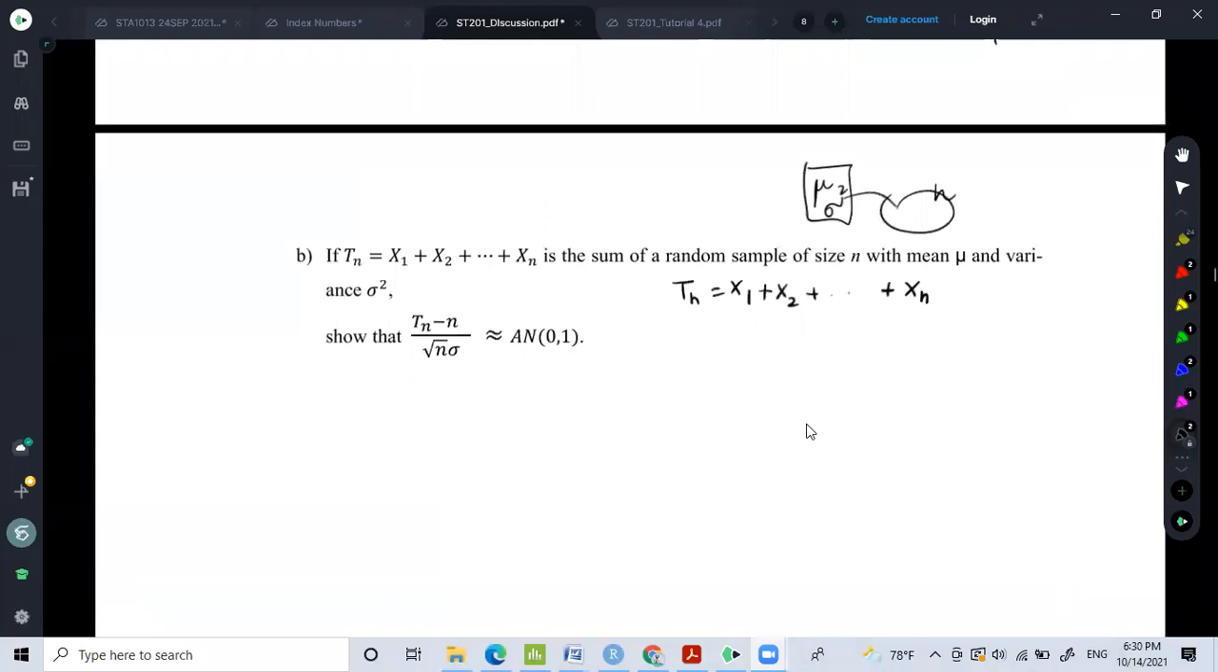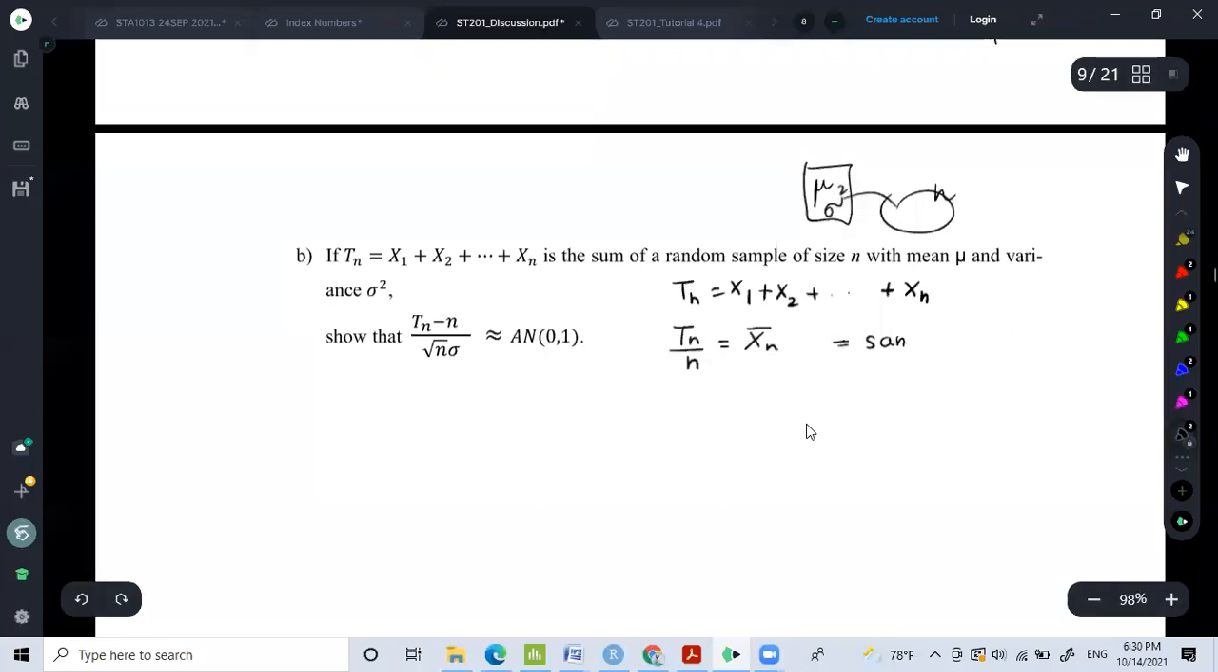So here's Tn. Let's go back to part B. Tn is x1 plus x2 up to xn, and if you divide by n, what do you get? You get the average. Let's say x bar n. If you take the total and divide it by n, that will be the sample mean. What is mu? Mu is the population mean. So you have the sample mean.